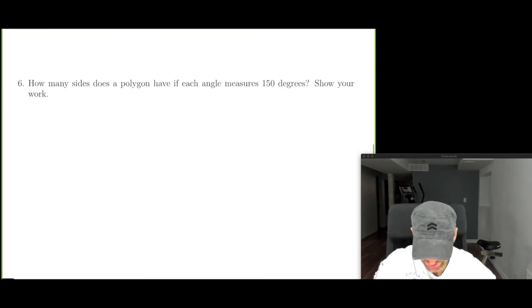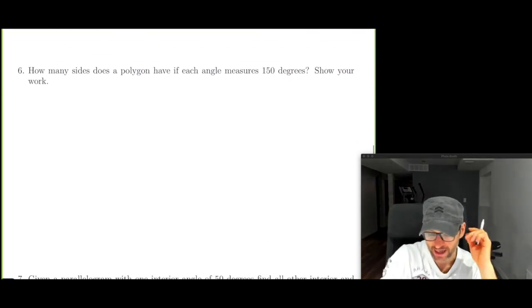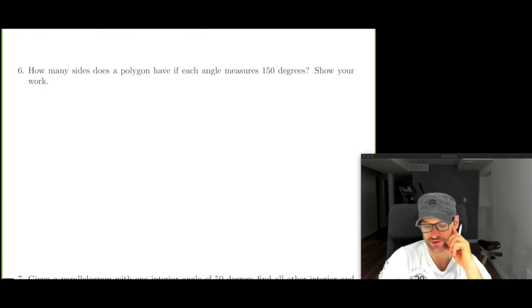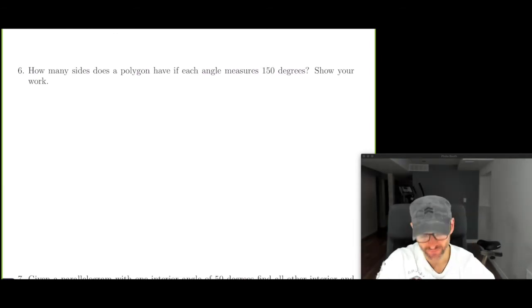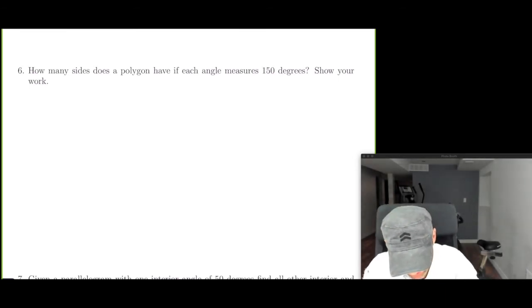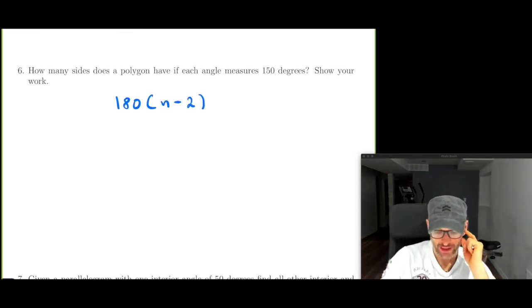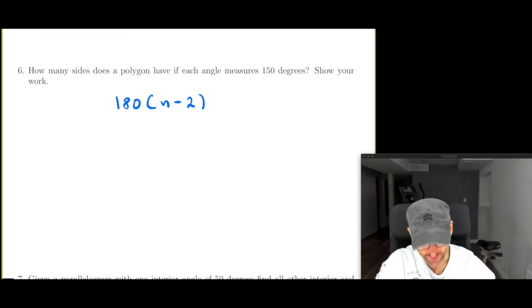Question number 6. How many sides does a polygon have if each angle measures 150 degrees? So this is a great question. What do we know about polygons, and what do we know about their angles? We do know that for all polygons, we have 180 times (n minus 2). We know that the summation of all the angles is equal to this if we know the number of sides, right? So whatever that would be.